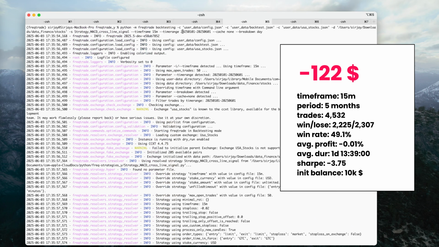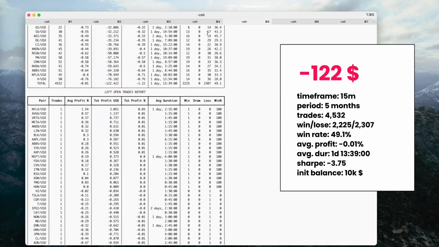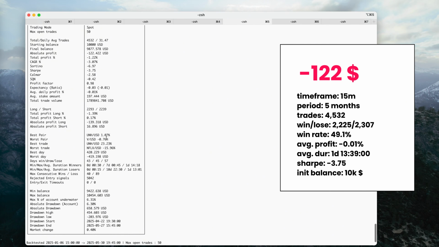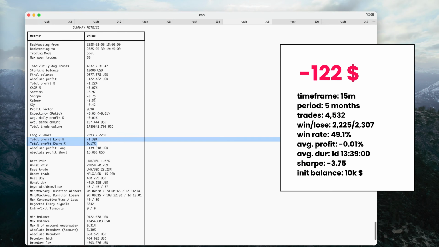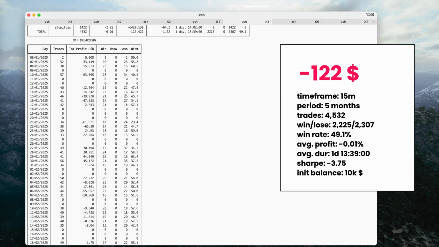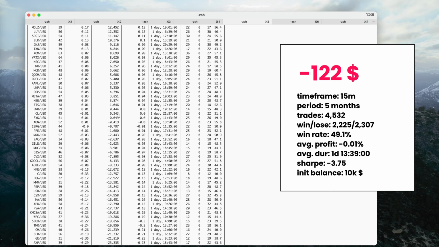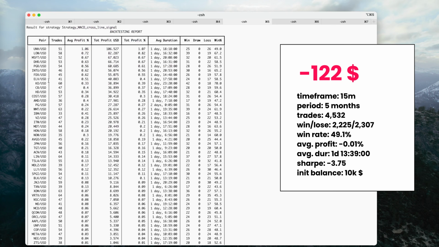Next 15 minutes. 15 minutes for the last 5 months. Also, we got minus $122. Win rate half. Long and shorts these values, and Sharpe also negative. This is now the day breakdown, so we can see each day. Most profitable stocks.